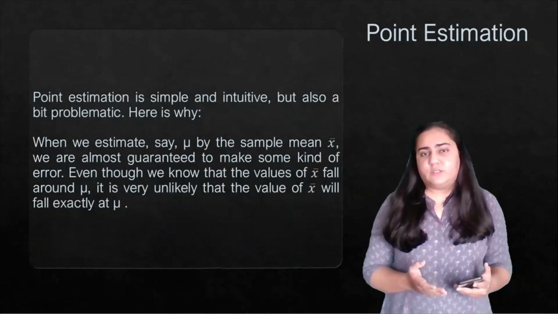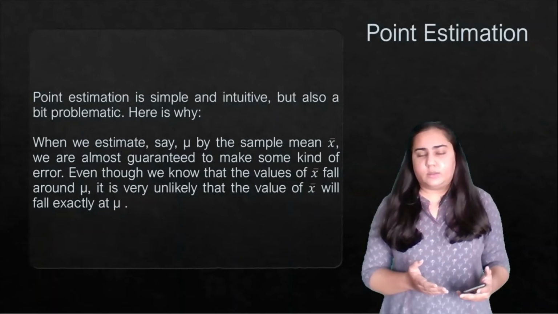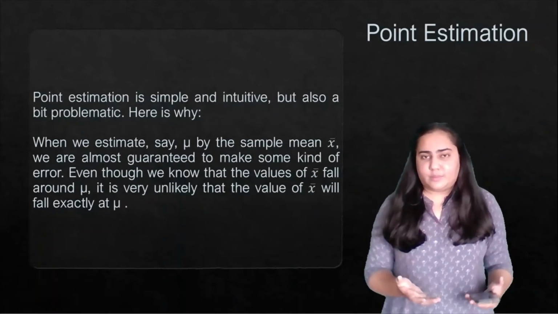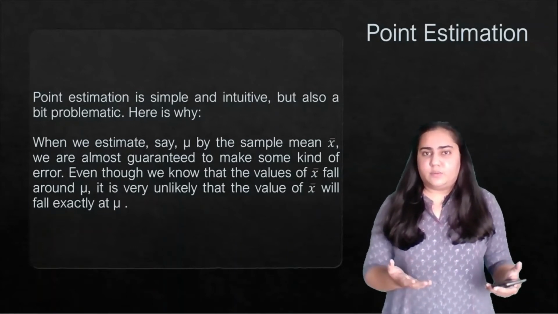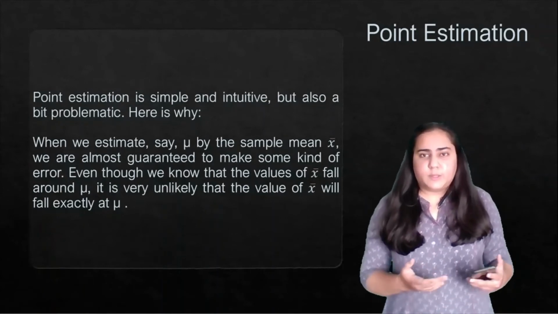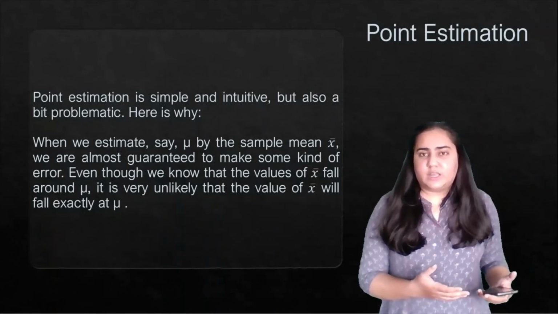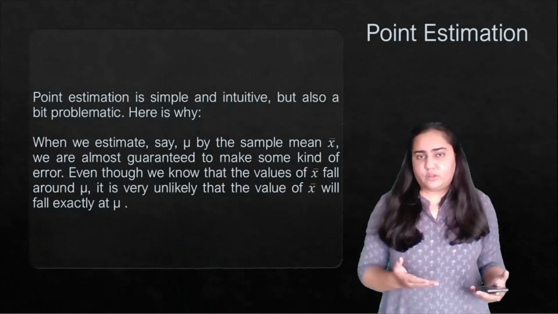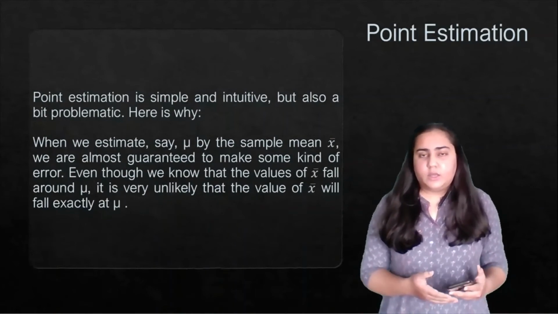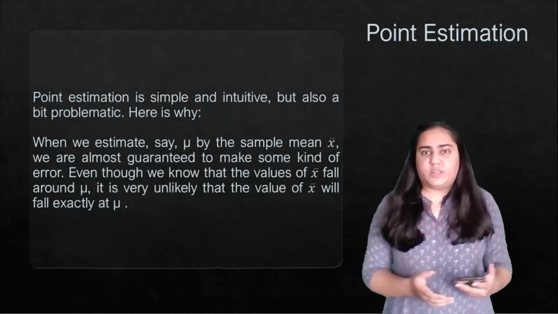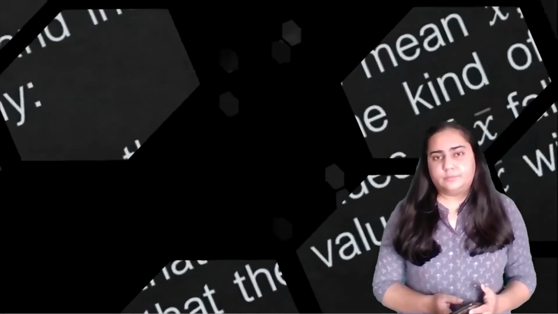So it's not enough to say that this is the mean of the sample, because if you just say that this is the mean of the sample, it's possible that the population's mean is not the same. It will fall somewhere around that, but we do not know how much error is going to be there.